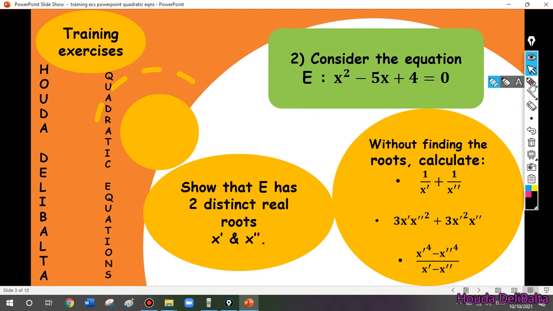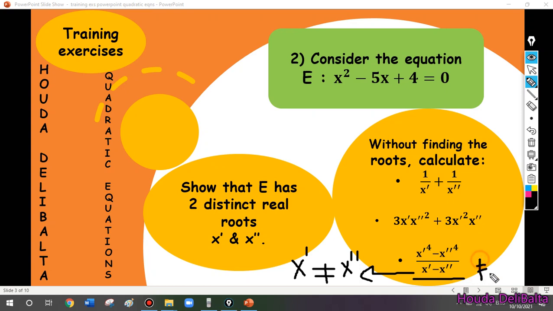Note here, I can safely put x prime minus x double prime because x prime and x double prime are distinct. So x prime minus x double prime will never be 0, and that's safe to be written like this. It will never be 0 because they are distinct roots, and distinct roots are not equal, so their difference is never 0. So let's go ahead and see how to solve this.